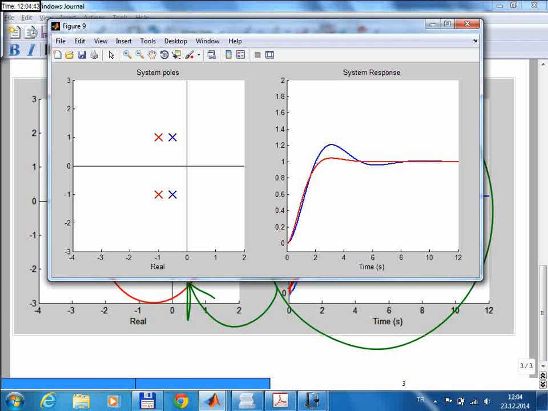A good example here is the elevator controller. So if you have an elevator, the elevator will reach a floor and you want it to stay there. So if you have a response like that, it will overshoot and then come back again to the floor you want to reach. Since that's not a very comfortable controller, obviously you don't want such an overshoot, so you will prefer to have a response like that. Okay?